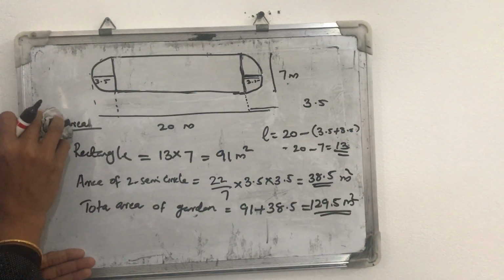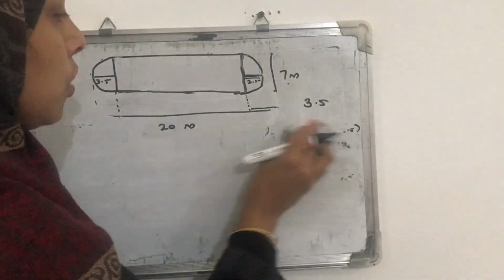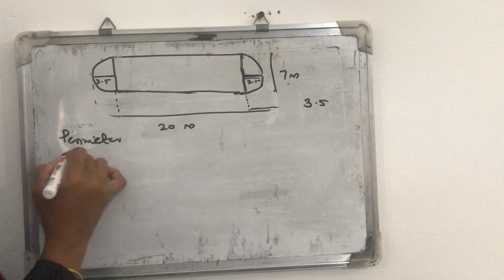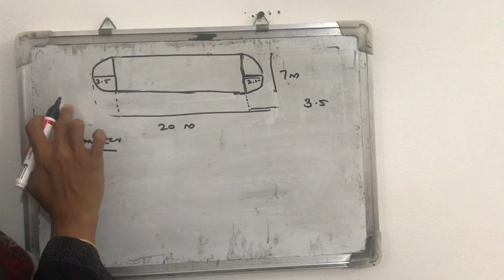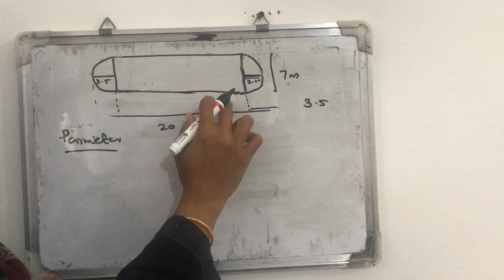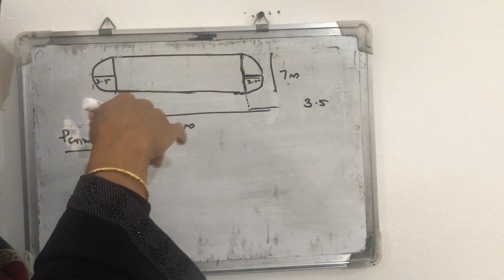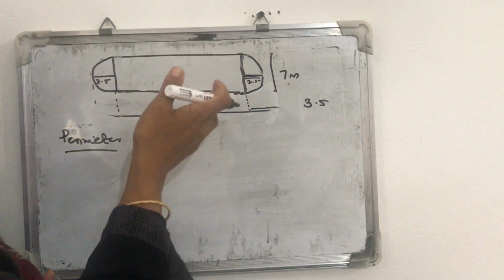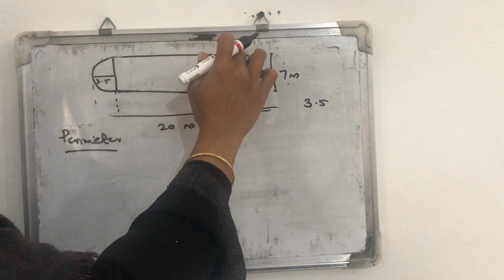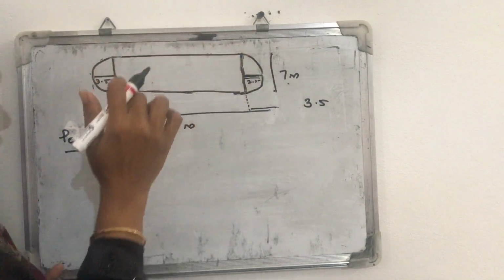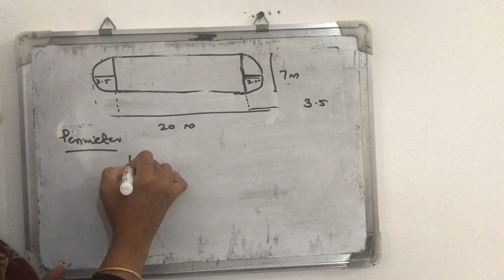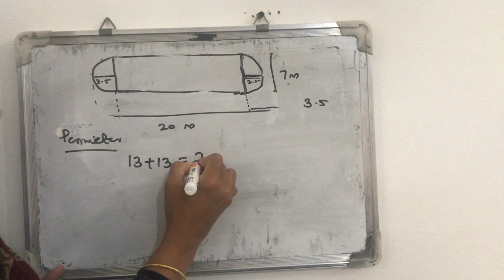Next you want to find the perimeter. Perimeter of the garden is also needed. How can we find it? This part length we know. This part is 13. For the perimeter, we need to add the circumference, and this part also we want to add. First we can add these two parts. This length is given 13. So 13 plus 13 we will get 26.